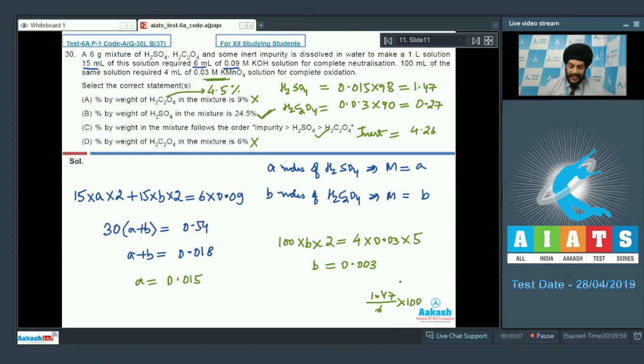Students, for this question, we have to select the correct statements and we have to mark option B and option C as the correct answer to question number 30. Let us look at the next question now.